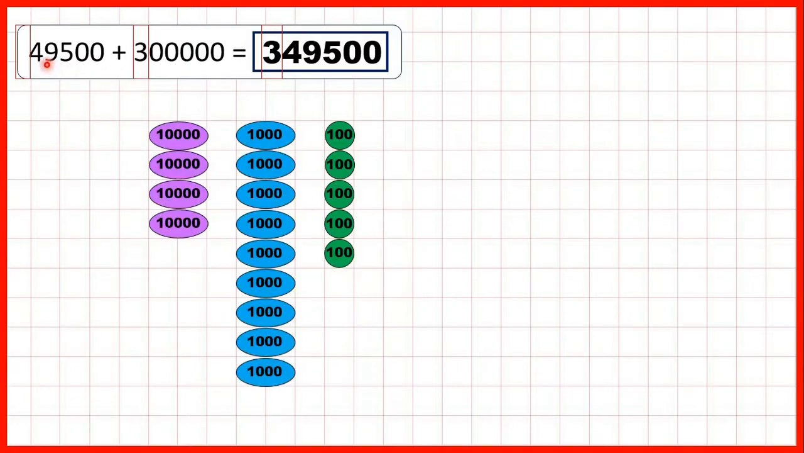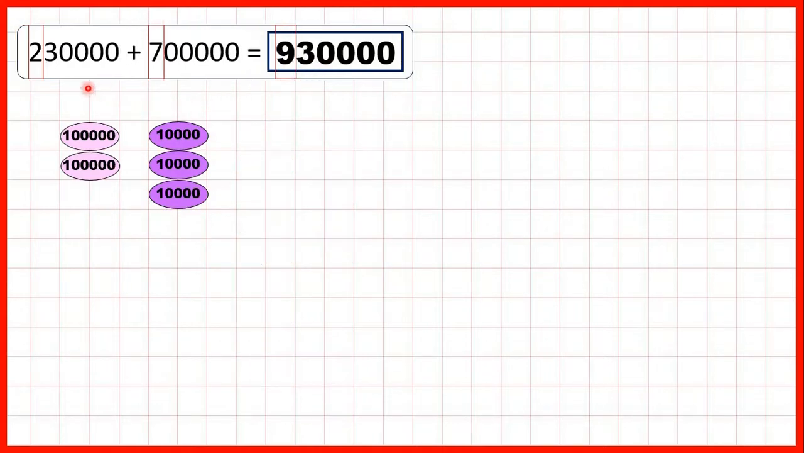We can show what we did using place value counters. So for this first question, we started with 49,500. So that's 4 10,000s, 9 1,000s, and 5 100s. We were adding 300,000. So if we add 3 100,000 counters, that gives us our answer, 349,500.